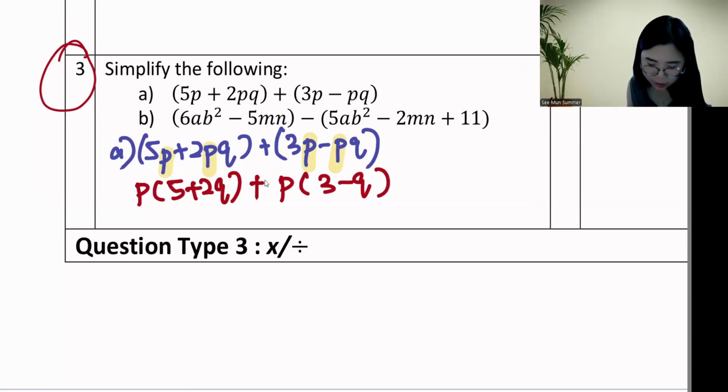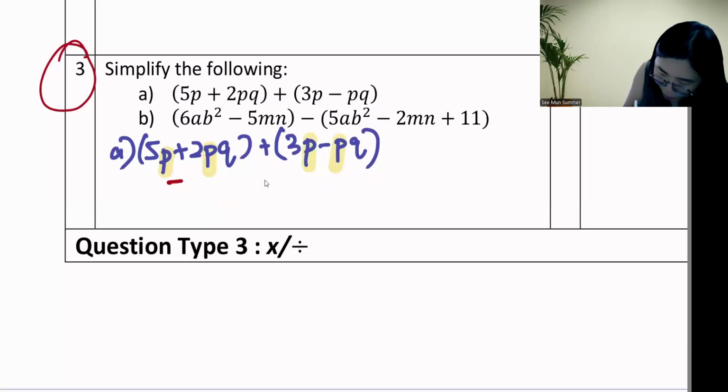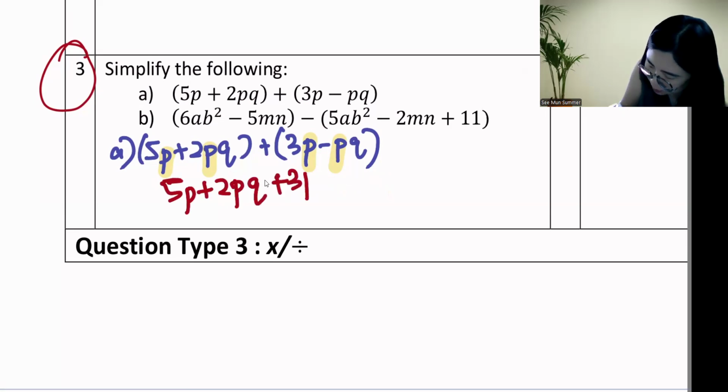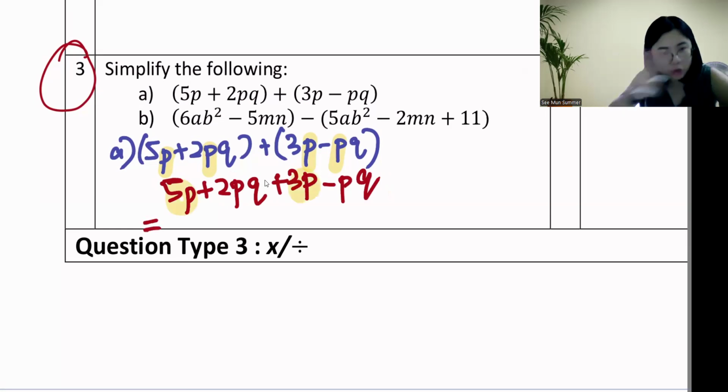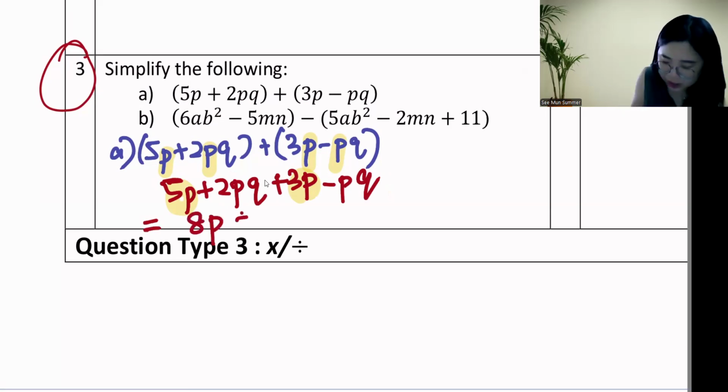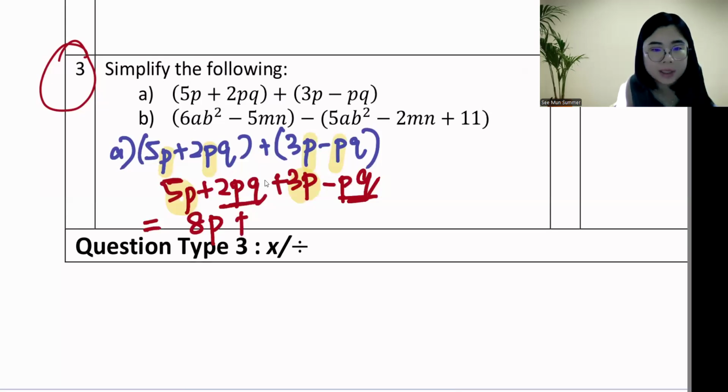Hey, wait. Sorry, no. Okay, I think we try another step. Don't take out first. I think we can open the bracket first, and later we only take out. We try another way. Sorry, 5p plus 2pq, and then plus 3p minus pq. Can you see there are two Ps here? The easiest way is to group them together. Can you see there are two letters that are the same? 5P and 3P, so the total is 8P. Next is this, can you see? 2PQ minus 1PQ, so we are left with PQ. Am I right?